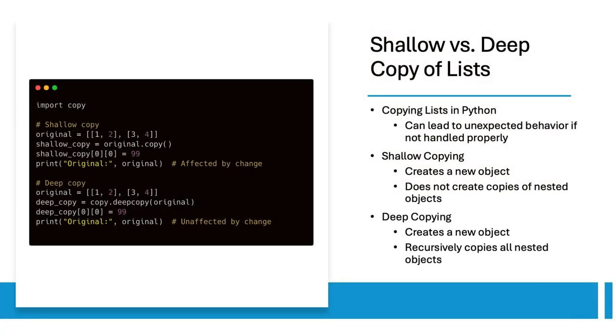Copying lists in Python can cause unexpected issues if not done correctly. Python offers shallow copying, which creates a new object but does not make copies of nested objects, and deep copying, which is recursive, copies all the nested objects.